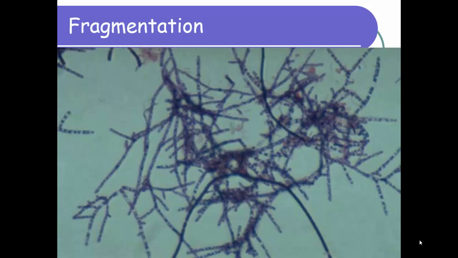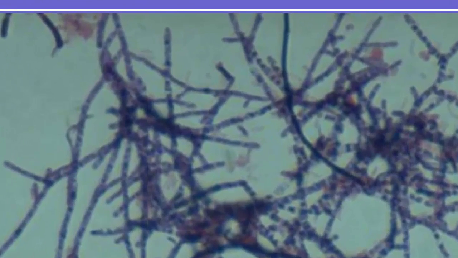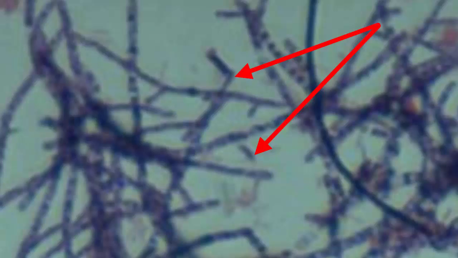Also, any bacteria that tend to grow elongated chains, or the molds, will fragment many times. And the fragment that is broken off, such as this piece here, will then be able to move somewhere else and start a new colony.